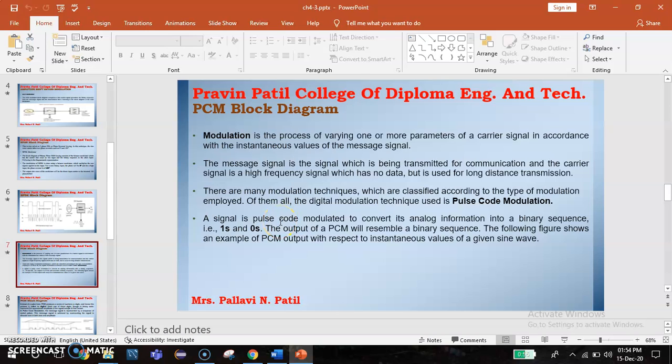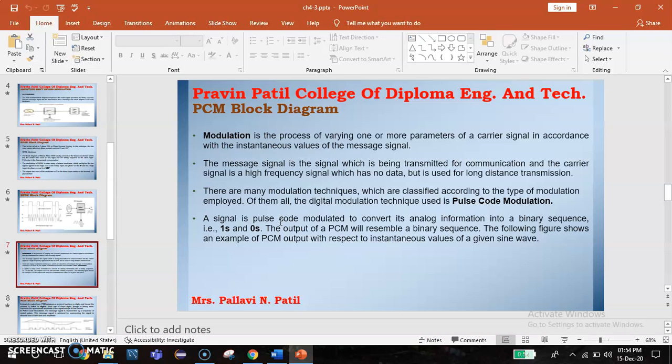And next is the PCM block diagram. PCM stands for pulse code modulation. Modulation is a process of varying one or more parameters of a carrier signal in accordance with the instantaneous value of the message signal. The message signal is the signal being transmitted for the communication, and the carrier signal is a high frequency signal which has no data but is used for long distance transmission.